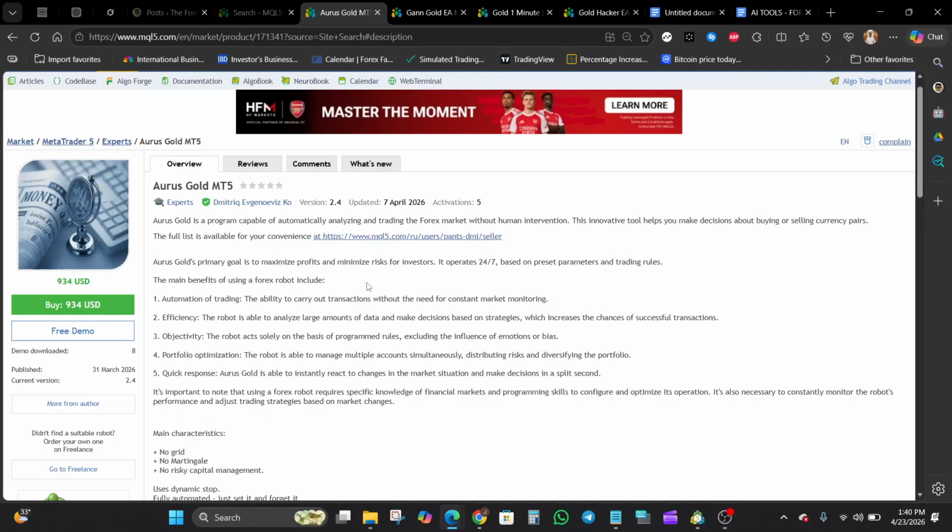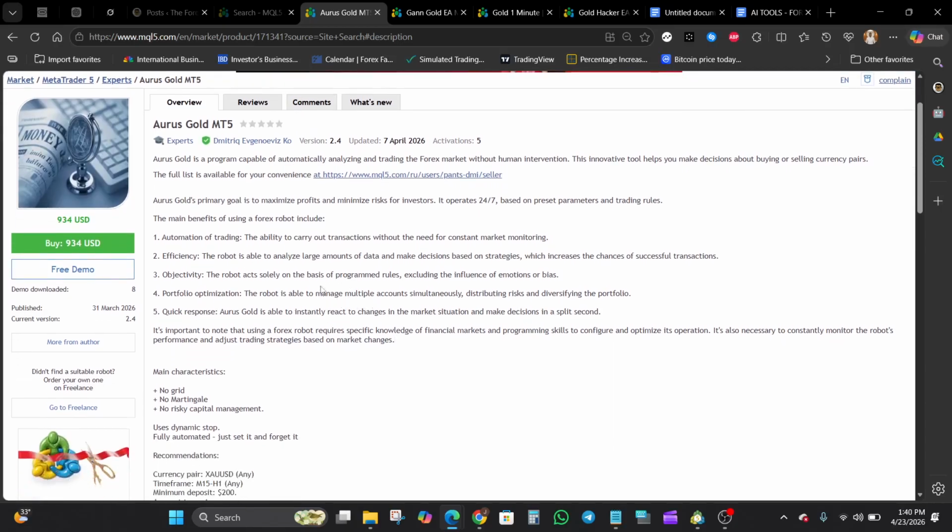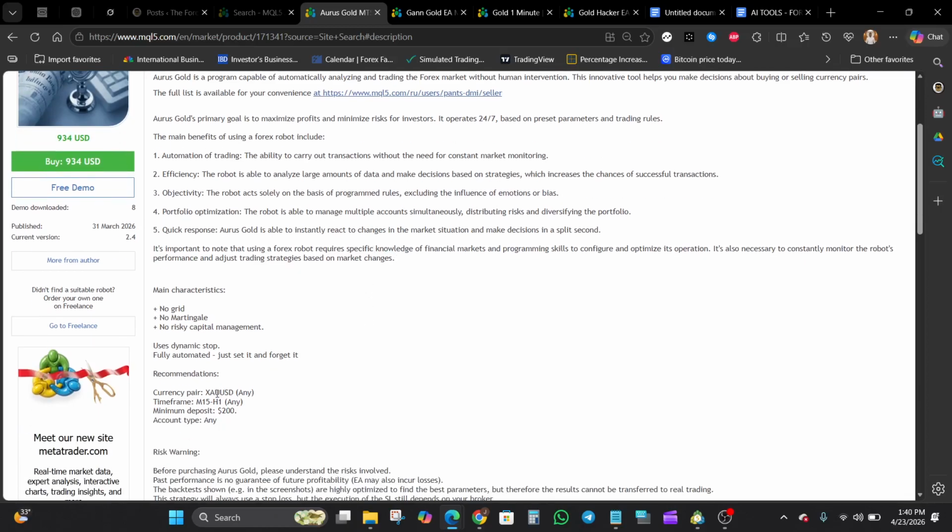All right. So from the description, it's positioned as a fully automated trading system designed to analyze and trade the Forex market without manual intervention. The focus here is clearly on gold trading, specifically XAUUSD. All right, which already tells me we are dealing with a market that is volatile and requires precise execution.